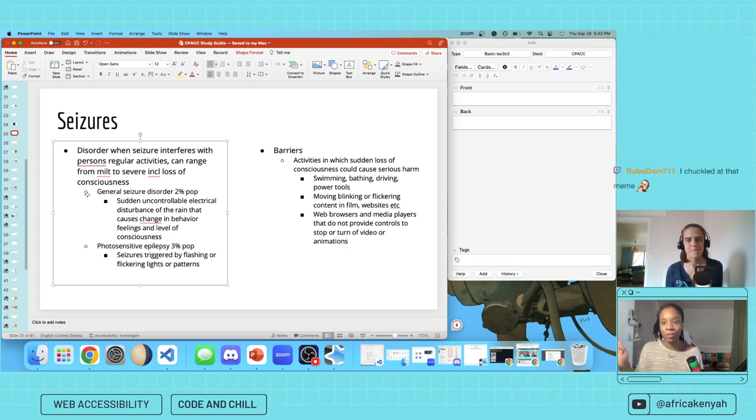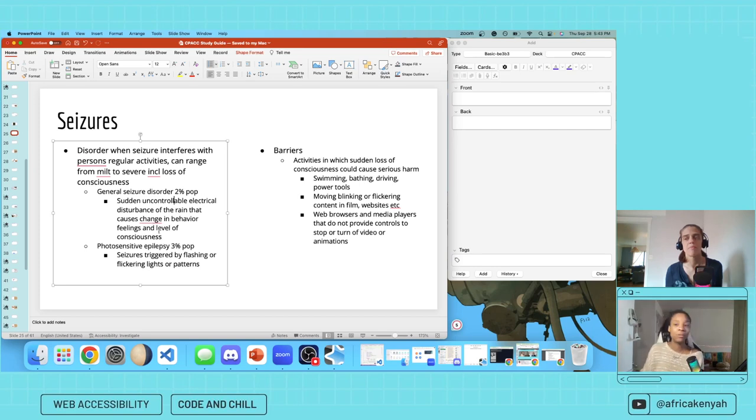Anyways, all right, so we have two types of seizures. There's more than two types of seizures, but for the purposes of the CPAC, it appears that they want us to know about two specifically. And those two are general seizure disorders and photosensitive epilepsy. General seizure disorders affect 2% of the population, which is a very large amount of people. That's when you have sudden, uncontrollable electrical disturbances of the brain that cause a change in behavior and change your level of consciousness.